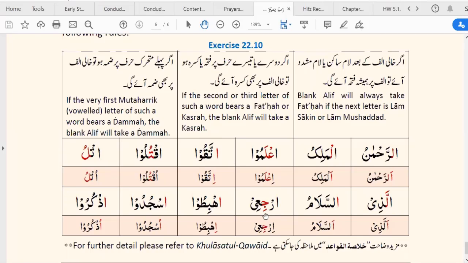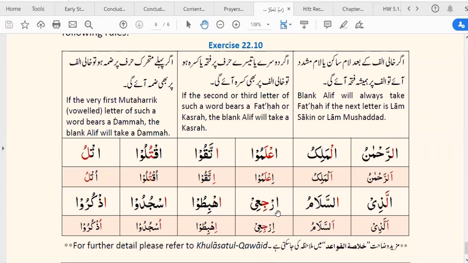We're going to learn something else. If the first letter with a stroke after the blank alif has a fatha like this one, or a kasra, then it's going to be a kasra. So that's nice and easy, right? So if the first letter has a fatha, then it's going to be a kasra here. And if the first letter with a stroke has a kasra, it's still going to be a kasra here. So whether it's fatha or kasra on the letter with a stroke, it will be a kasra on the alif.